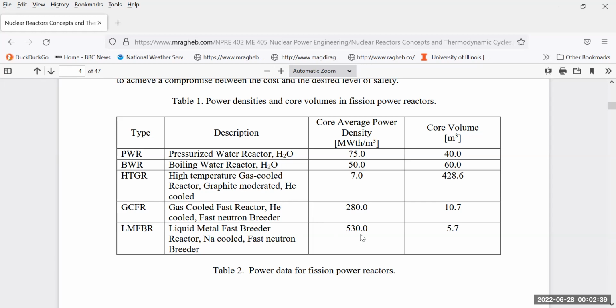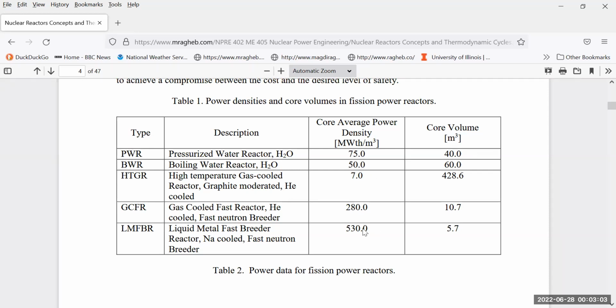In that case, you also can operate at much higher temperatures. And because you operate at much higher temperatures, you'll find that the core power density is much higher. You produce more energy per unit volume. Look at this. This is about 10 times, let's say here, even 10 times the power density in a boiling water reactor.